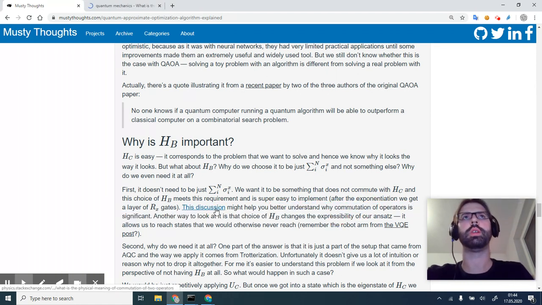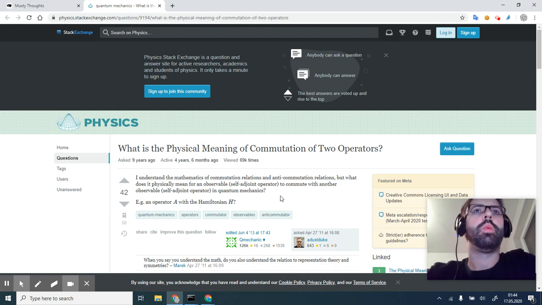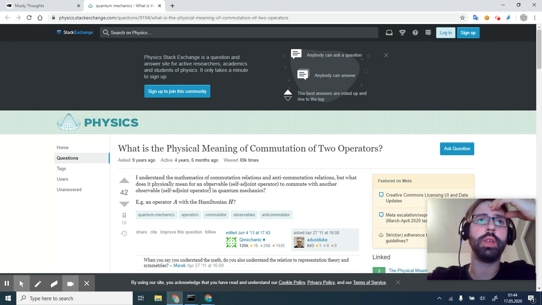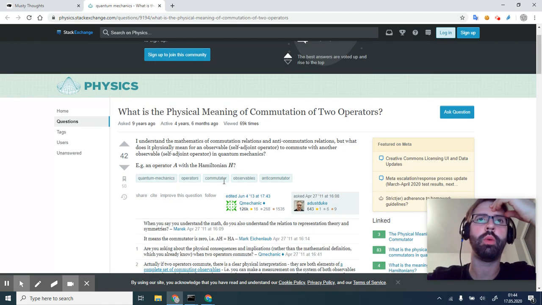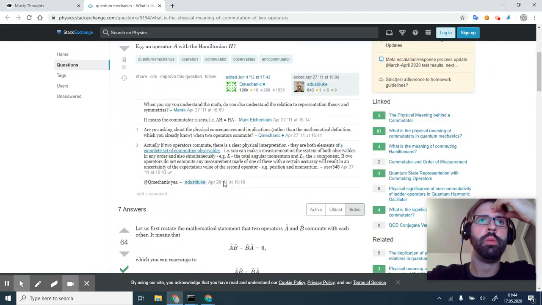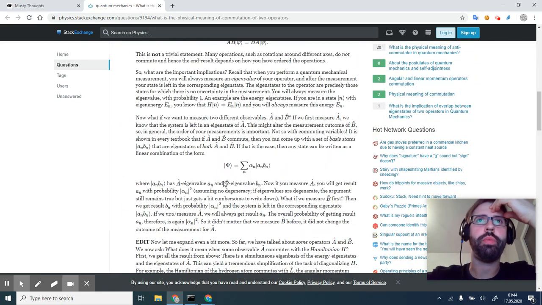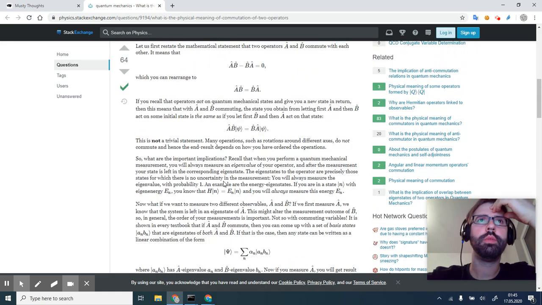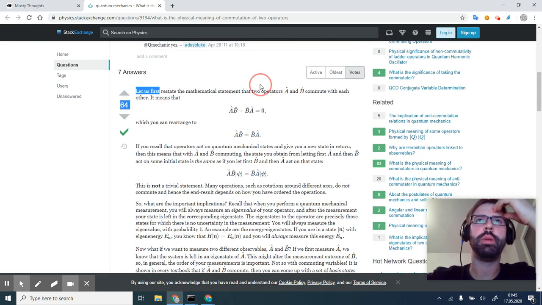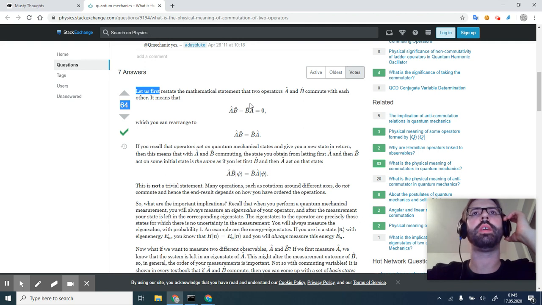Okay, let's take a look at this. What is the physical meaning of commutation of two operators? I understand the mathematics of the commutation relation, but what does it physically mean for an observable to commute with another observable in quantum mechanics? Let us first restate the mathematical statement that two operators A and B commute with each other. It means that A times B minus B times A equals 0, which you can rearrange to be these.